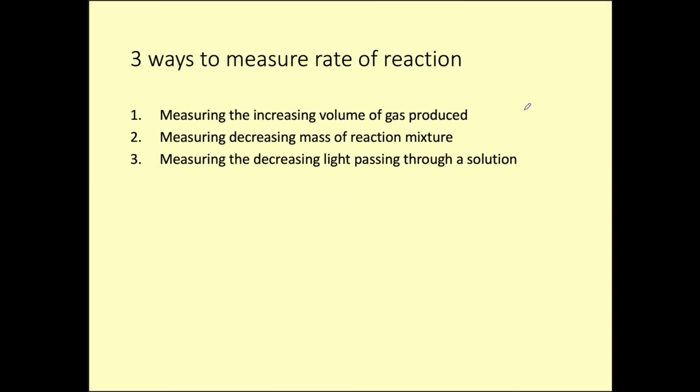So increasing the volume of gas produced. So we said we were looking at the product there, measuring the decreasing mass of a reaction mixture. So there we were looking at our reactants being used up, and here that decreasing light passing through the solution, and that was as a result of our products.